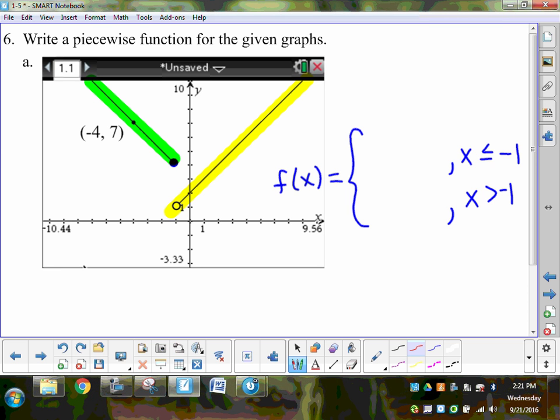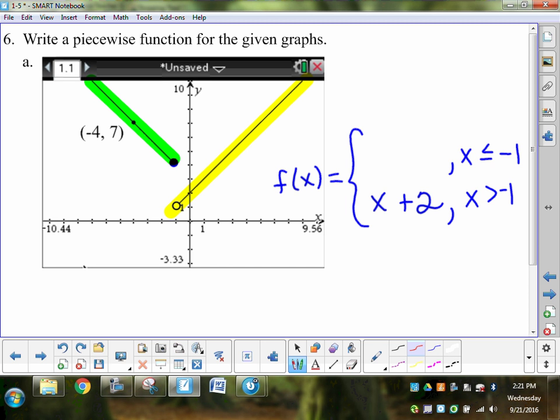Y equals mx plus b. Y equals x plus 2. The slope of that line is 1. The y-intercept is 2. This next one you may need to extend out just a tad when you're doing it to figure out what the equation is going to be.